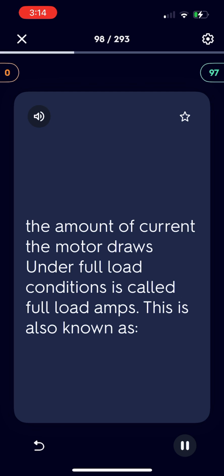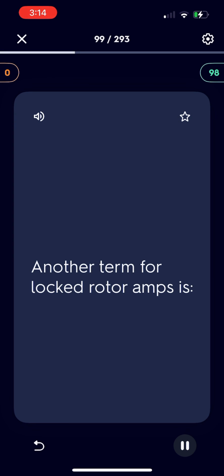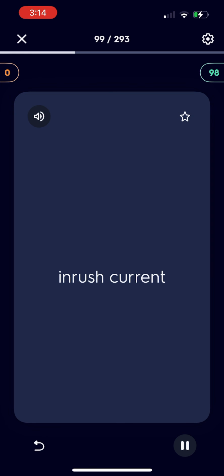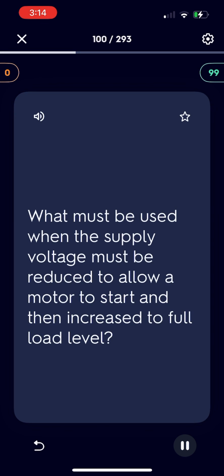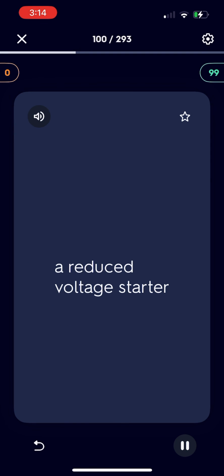The amount of current the motor draws under full load conditions is called full load amps. This is also known as nameplate amps. Another term for locked rotor amps is in-rush current. What must be used when the supply voltage must be reduced to allow a motor to start and then increase to full load level? A reduced voltage starter.